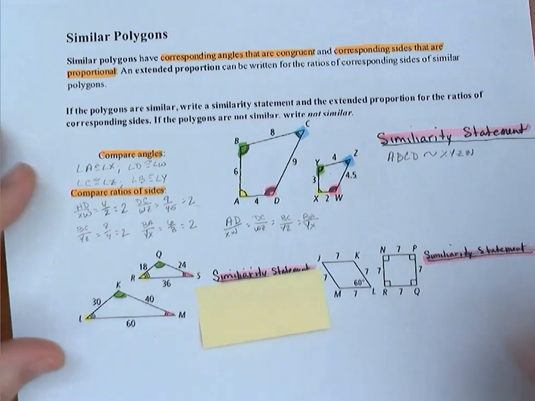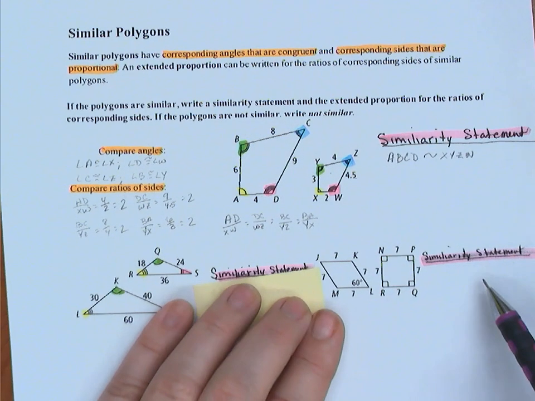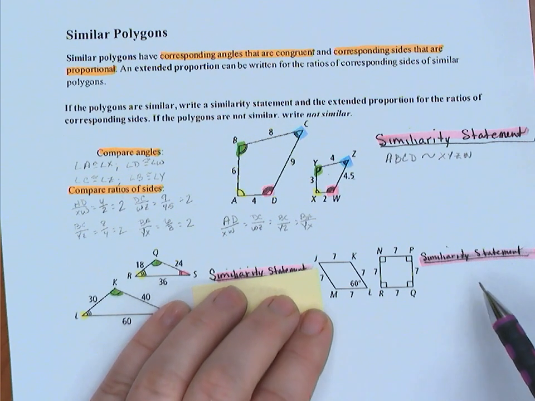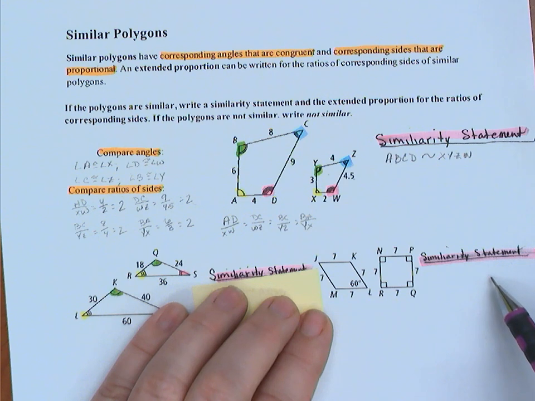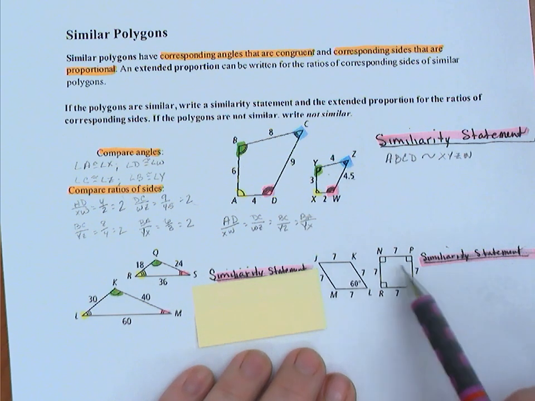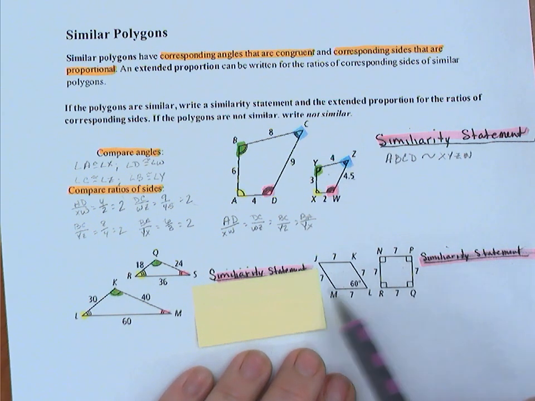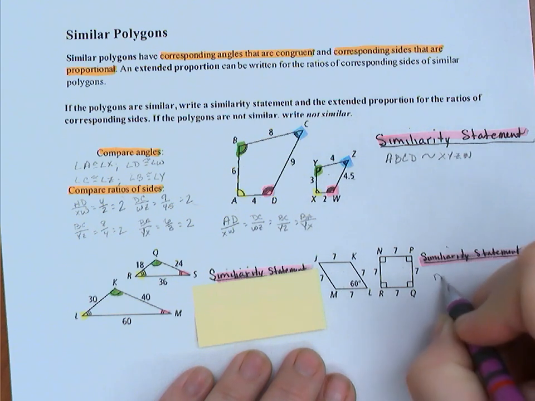Now, let's look at this one right here. In order for polygons to be similar, they have to have corresponding angles that are congruent. Well, I can look at my two figures and see that I do not have congruent angles, so these are not similar at all.